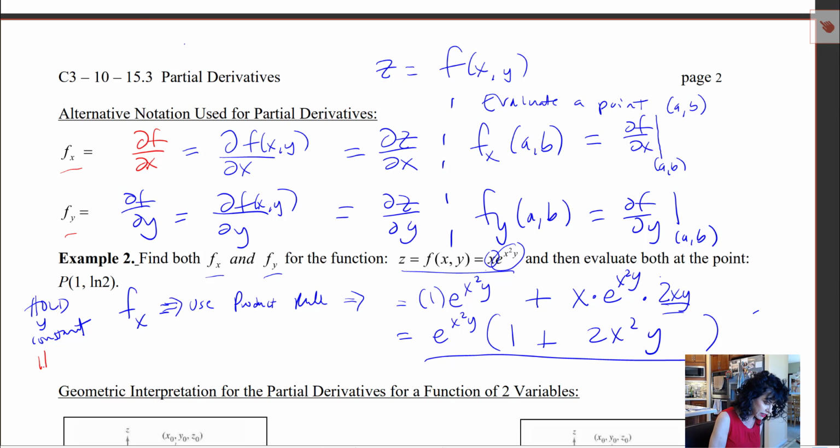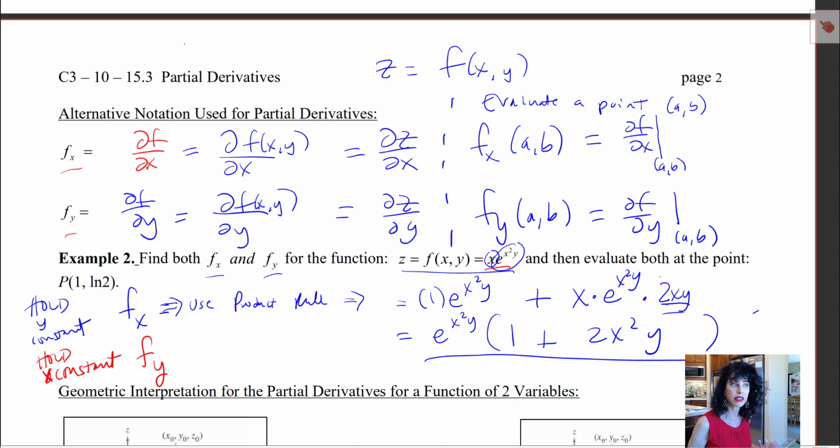So what does this mean? In your new set of glasses here, you're going to hold x constant. It's going to look like x is a pure number everywhere, and you're going to take the partial of f with respect to y. Do we need the product rule now? Turns out we don't. Why not?